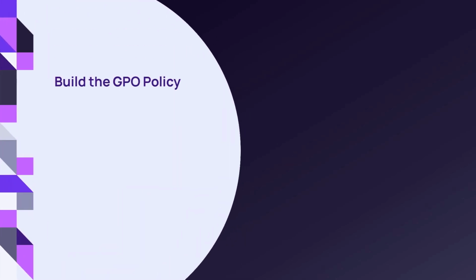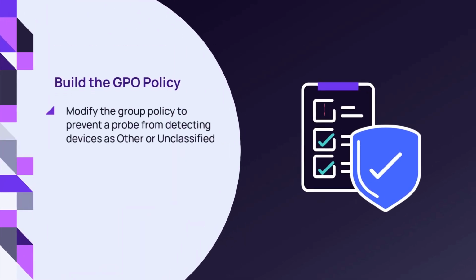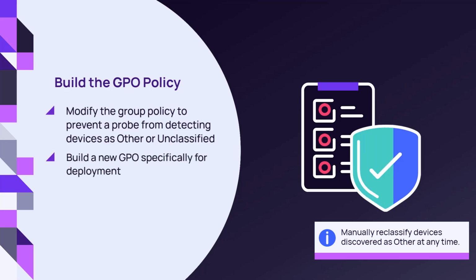A properly configured group policy may prevent a probe from detecting devices as other or unclassified. Enable recommends building a new GPO, specifically for deployment, to ensure proper identification of discovered devices.